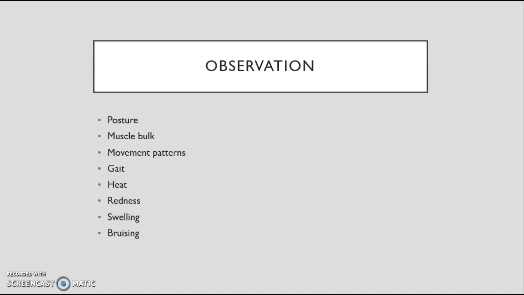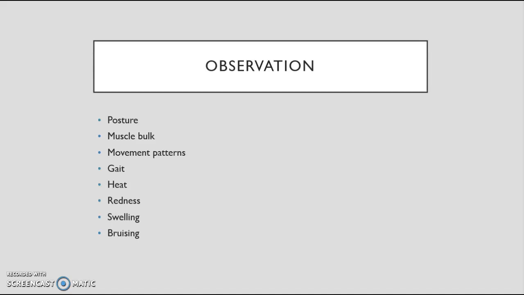When we're looking and observing somebody, the objective assessment is what we see. Subjective is what we gain from the patient, so what they say to us, whereas the objective assessment is what we see on the patient. When we're observing, we need to make sure they're in a suitable state of undress, so you can see the limb, or the spine, or the issue that they've come to see you with.